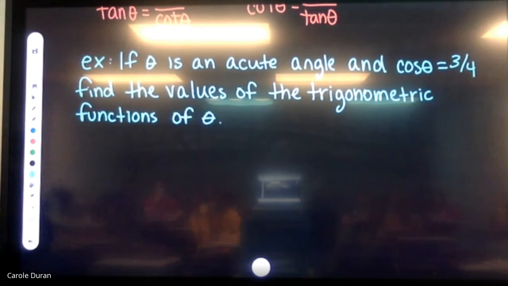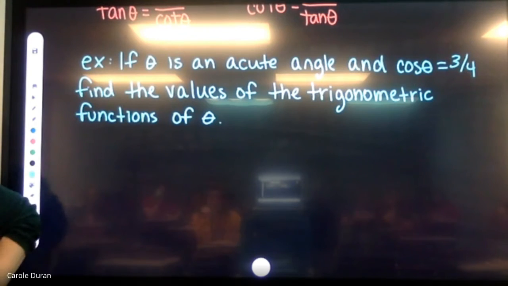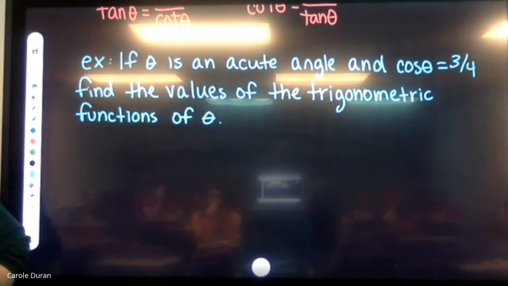Okay, so this problem says if theta is an acute angle and cosine of theta is equal to 3/4, find the values of the trigonometric functions of theta. So that means I want to find all 6 of those trig functions solved for theta. Wait until everybody's done writing.